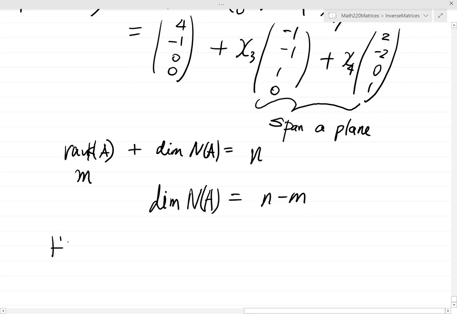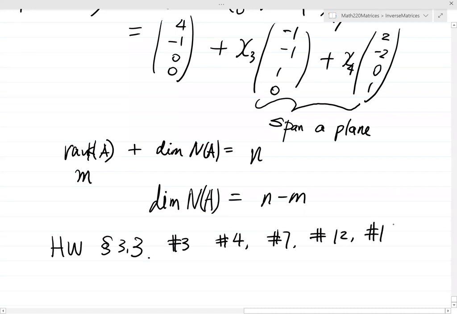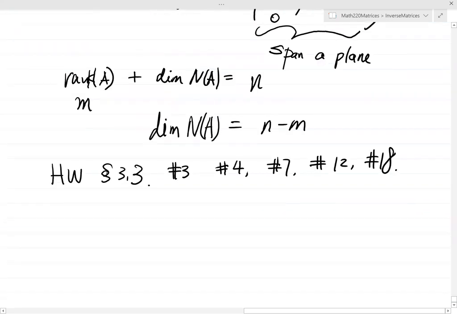Homework for this section, section 3.3: we choose number 3, number 4, number 7, number 12, number 18. Okay, now let's go to the next section.